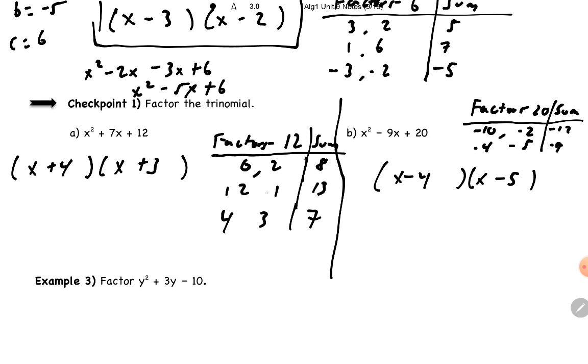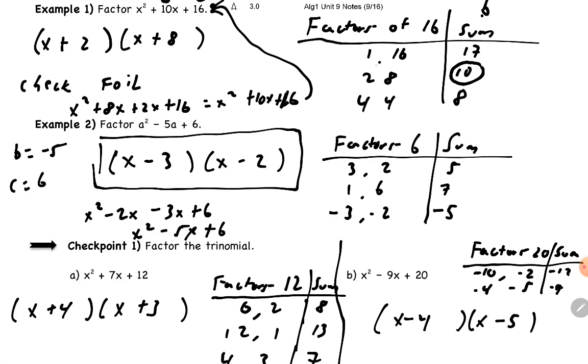You may have noticed that, just not to confuse people, this is a comma, because we're looking at factors, two numbers that multiply together to get that number.